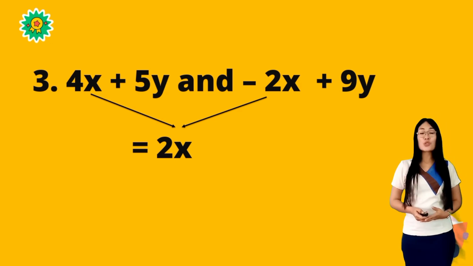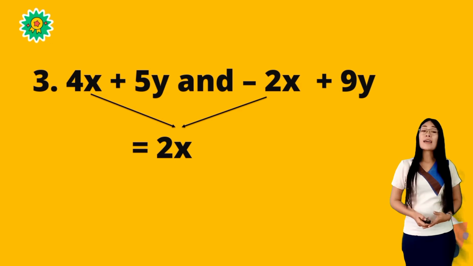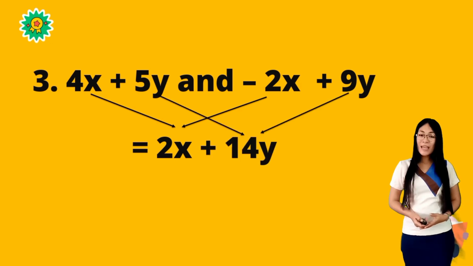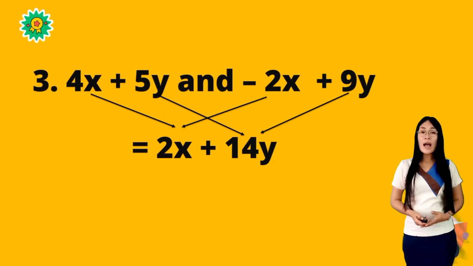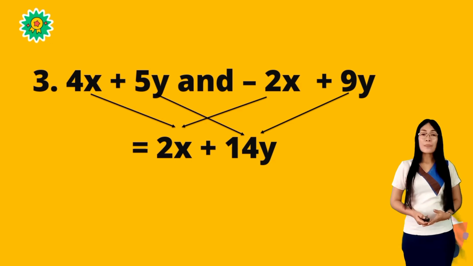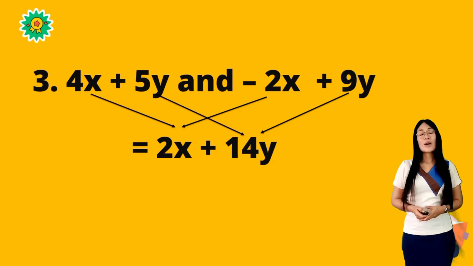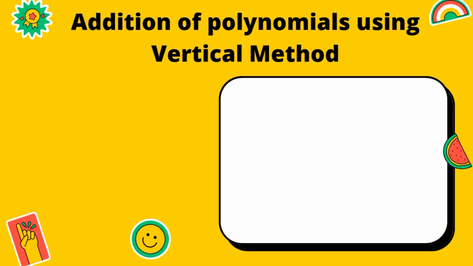So, 4 minus 2 is 2, and we will take the sign of the larger number, which is 4. That is why it is 2x. Okay? Next, we will combine 5y and 9y. So, 5 plus 9 is 14, and we will just copy the variable or the literal coefficient y. Therefore, our answer is 2x plus 14. Do you get it? Okay, that's correct.